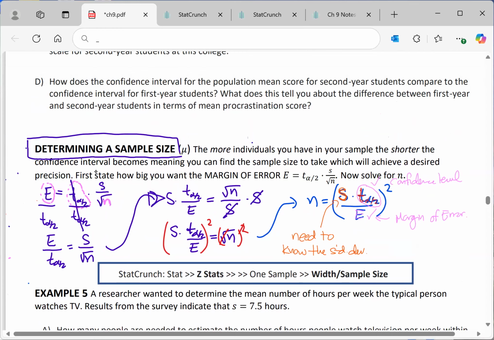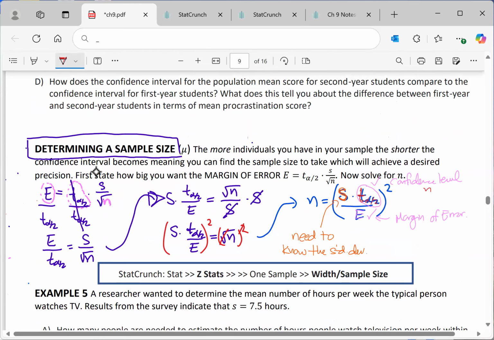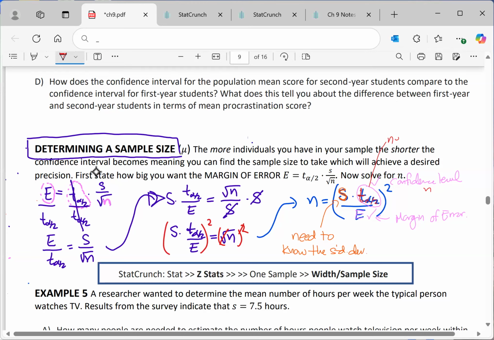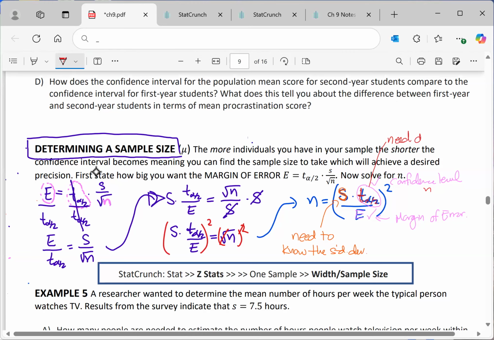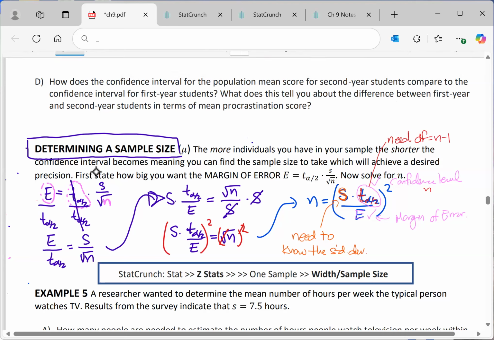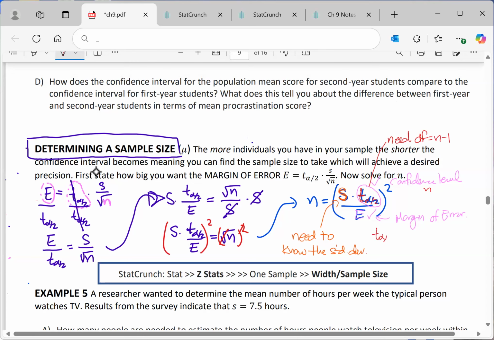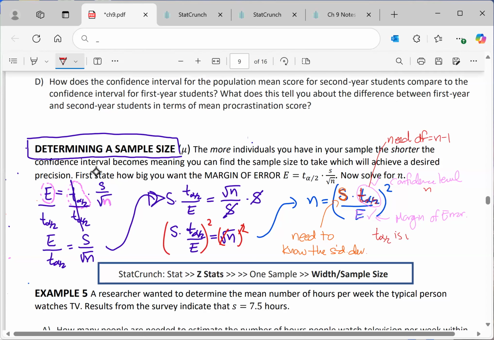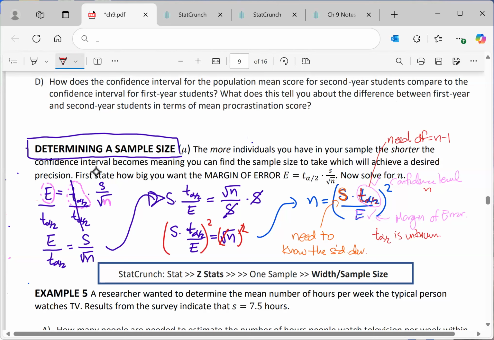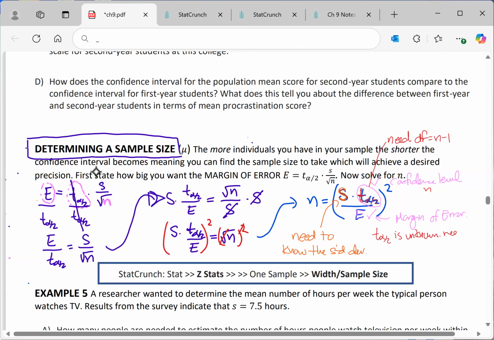So the confidence level here for T alpha over 2, you need n. So that kind of throws us off guard here. So for T alpha over 2, you need the degrees of freedom, which is n minus 1. And that's a problem. So what we're going to go ahead and do is we're going to say that T alpha over 2 is unknown. And the issue is because it needs n.